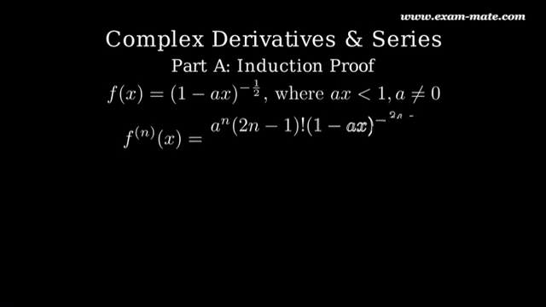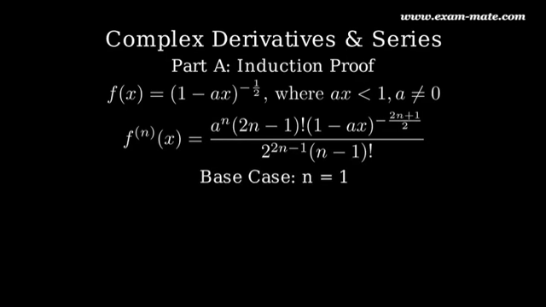We need to prove by induction that the nth derivative has this form. Let's start with the base case, where n equals 1. Taking the first derivative using the chain rule, we get 1/2 times (1 minus x) to the negative 3/2 power. This matches our formula when we plug in n equals 1. Let's verify: a to the first power times 1 factorial divided by 2 to the first power times 0 factorial, times (1 minus x) to the negative 3/2 power.